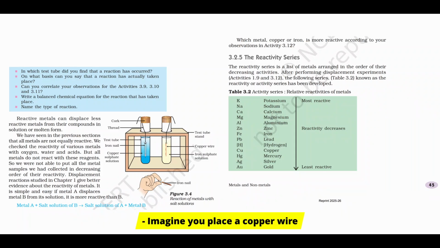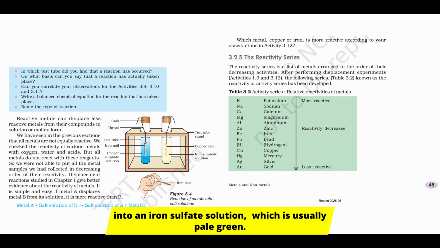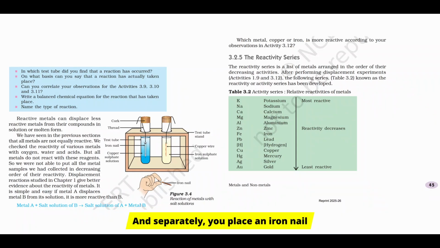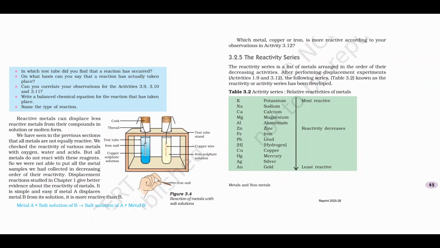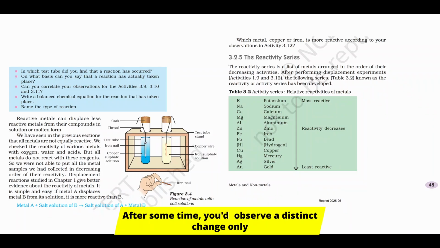Imagine you place a copper wire into an iron sulfate solution, which is usually pale green. And separately, you place an iron nail into a copper sulfate solution, which is distinctly blue. What do you think happens? Based on earlier reactions, iron seems more reactive than copper. So maybe the iron nail reacts, but the copper wire doesn't. Exactly right. After some time, you'd observe a distinct change only in the test tube with the iron nail in copper sulfate solution.